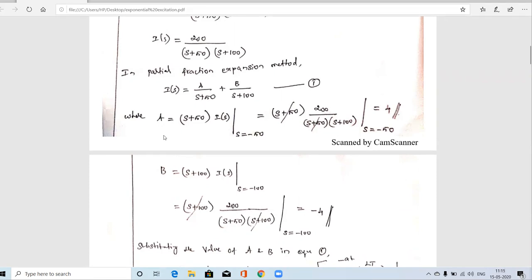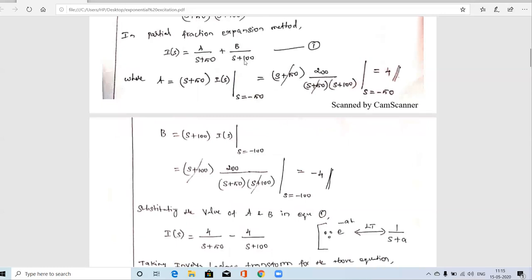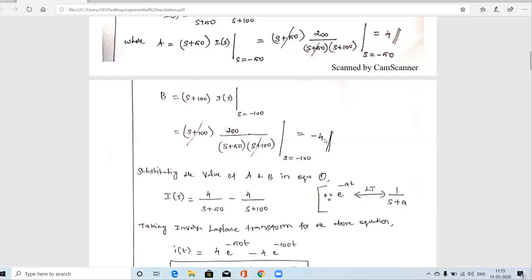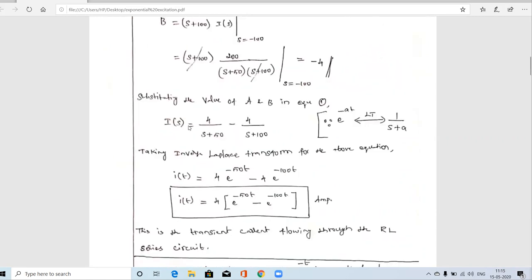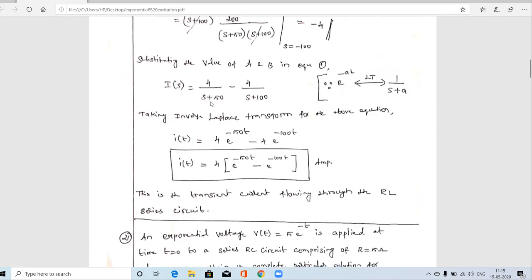So similarly, b is calculated as, so b's denominator value, s plus 100 into the total function, left side function I of s at s equal to minus 100. So similarly, we calculated the value, b value is minus 4. So a is 4 and b is minus 4. Okay, so we have to substitute the value of this a and b in this equation number 1. Okay, so we will get I of s equal to 4 by s plus 50 minus 4 by s plus 100.